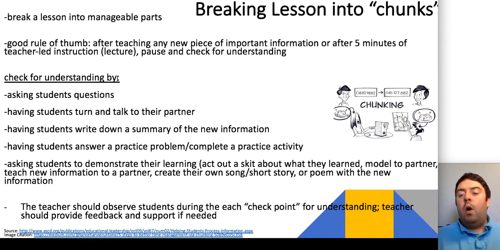Or going over 1 or 2 vocabulary terms per day instead of teaching students a whole list of vocabulary terms is an example of chunking.